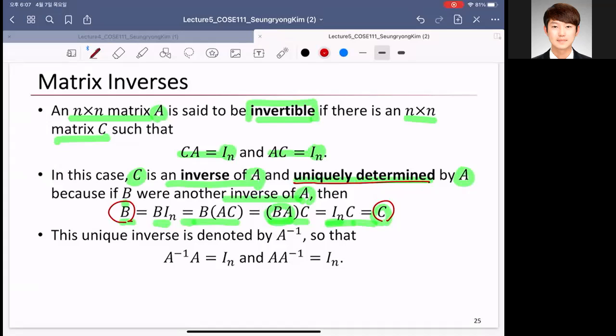So we represent this unique inverse as A to the negative 1. From now on, we'll define the inverse of matrix A as A to the negative 1. So in other words, the inverse of matrix A times A is equal to I N, and A times the inverse of matrix A is I N. So this is the definition of the inverse of matrix A. If there exists the inverse of matrix A, we say matrix A is invertible. So this is the definition of the inverse of matrix A, right?